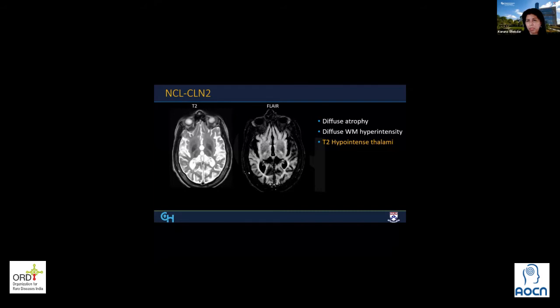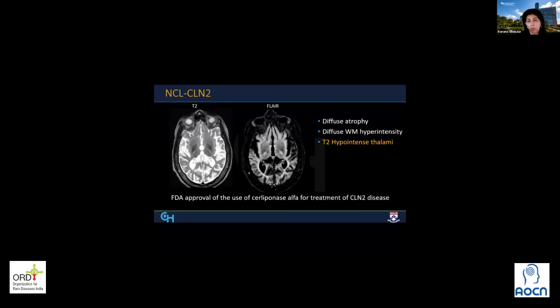So the FLAIR sequences beautifully show the white matter signal abnormalities, as you're seeing here in the posterior limb of internal capsule, in the subinsular white matter, and also in the periventricular white matter. And also the other finding that you can see, I hope you can appreciate, is the hypointensity seen in the thalami, which is a characteristic feature of NCL.